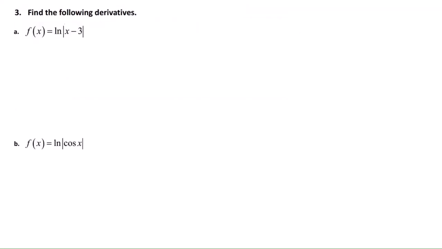Part A says find the derivative when f of x equals the natural log of x minus 3. Okay, I'm going to let u be x minus 3, and du is just going to be 1. So the derivative is just going to be 1 over x minus 3. Notice it's not 1 over the absolute value of x minus 3, which is the point I'm trying to make here.